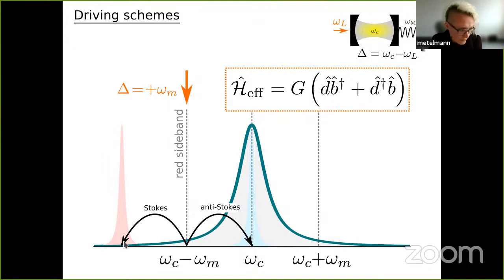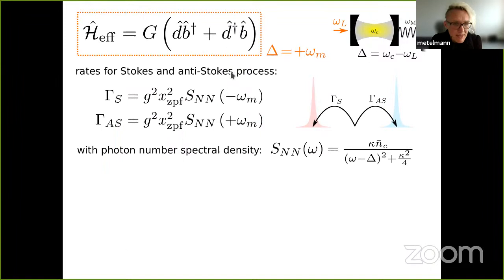Okay, so we can give these processes also rates. They scale here with the photon number spectral density. That's in the end just the force noise, where A dagger A is a force acting on your mechanical mode, and the noise associated with it is the force noise, because it's a force acting on it. And this is the photon number spectral density, which has a really simple form.